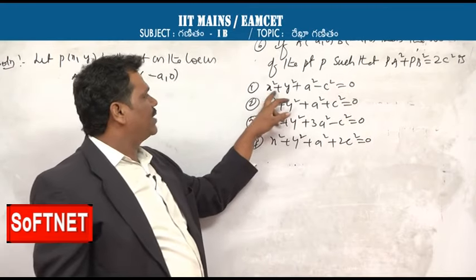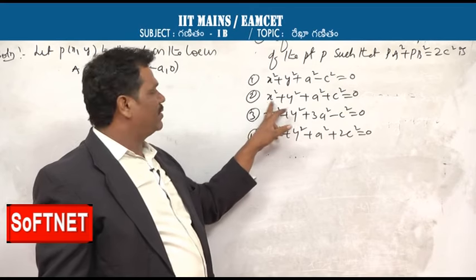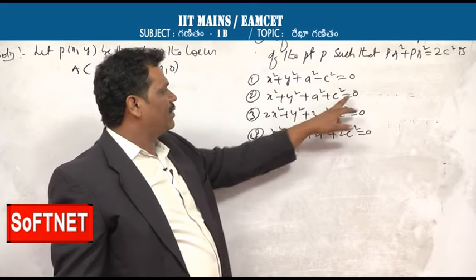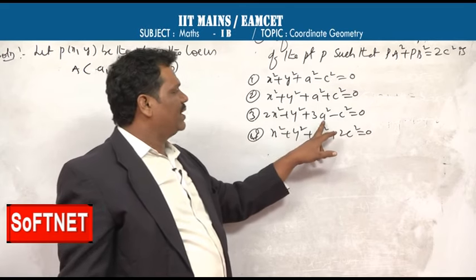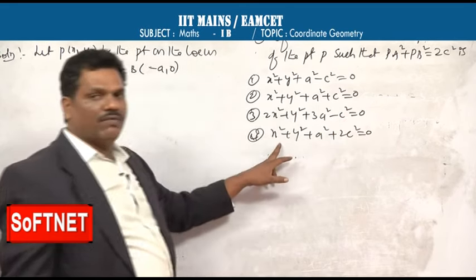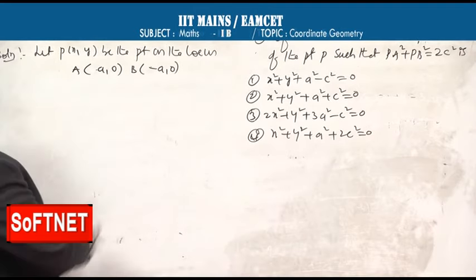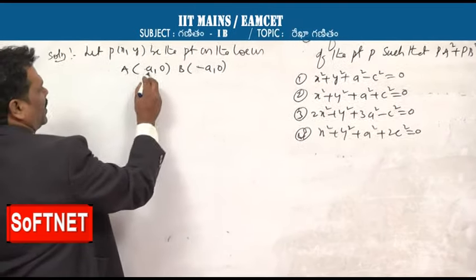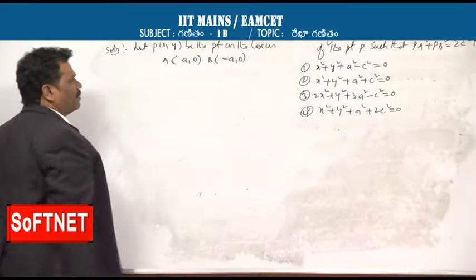First option, x square plus y square plus a square minus c square equal to 0. Second option, x square plus y square plus a square plus c square equal to 0. Third one is 2x square plus y square plus 3a square minus c square equal to 0. Fourth one is x square plus y square plus a square plus 2c square equal to 0. Given points are A (a, 0) and B (minus a, 0). Let P (x, y) be the point on the locus.